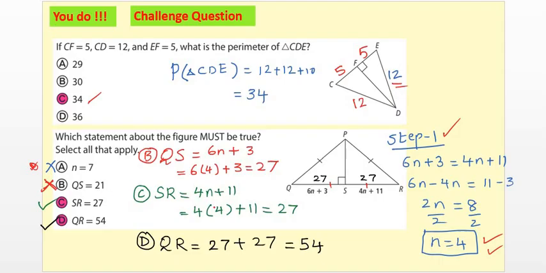Now the third part, I solved it with the green. It was saying find SR. SR is actually 3n plus 11. So you will substitute the value of n. It is giving you 27. So yes, this option is correct.